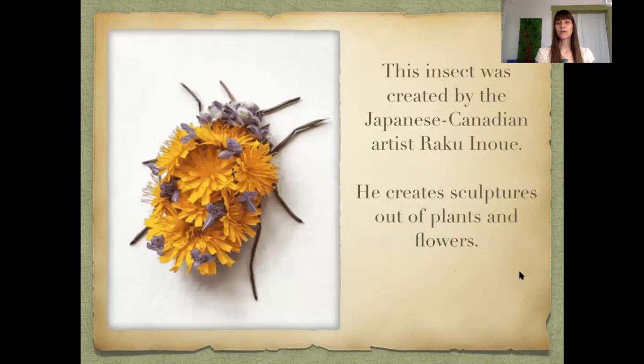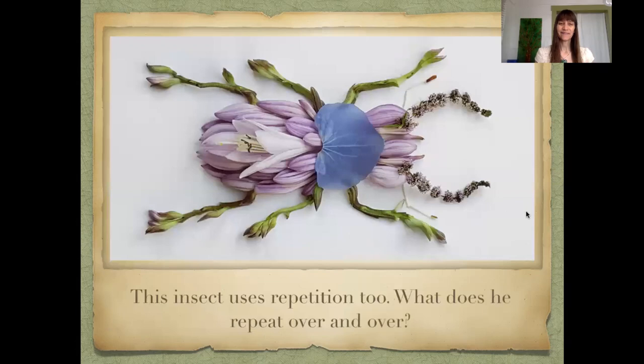This insect was created by Japanese artist Raku Inuo. He creates sculptures out of plants and flowers. Wow, look at that. This one's made out of dandelions. How did he do that? This insect uses repetition too. What does he repeat over and over again? If you guessed purple flower petals, you're right. Purple flower petal, purple flower petal, purple flower petal. He also repeated green branches to make his legs.